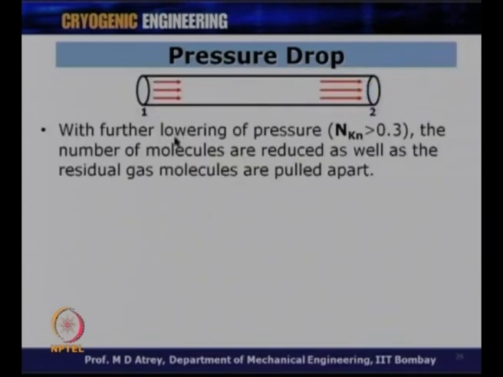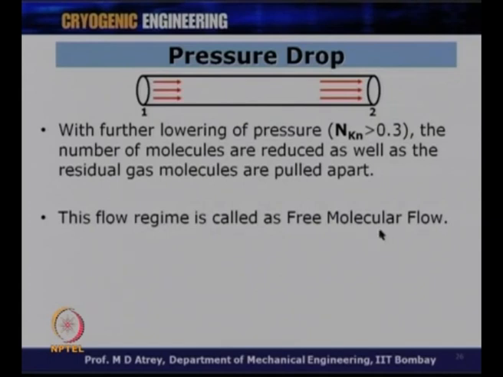If we go down in pressure further, the Knudsen number will be more than 0.3. With further lowering of pressure, when the Knudsen number is more than 0.3, the number of molecules is reduced and the residual gas molecules are pulled apart. We have seen earlier that the lambda value has increased, and therefore the path between two collisions has become comparable with the characteristic dimension. The Knudsen number is more than 0.3, the pressures are less, and the distance between the molecules will increase. This flow regime is called free molecular flow.